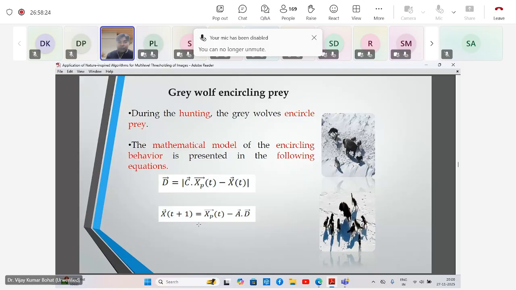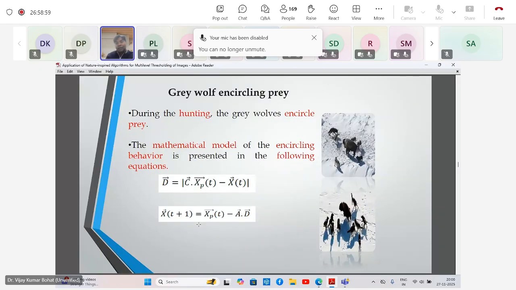They just encircle the prey and move with the prey, and they shrink the circle with the lapse of time. This phenomenon is very important, and it motivates the author to use it in the optimization algorithm. First is the social hierarchy, that is alpha, beta, and delta wolves. Second is this encircling mechanism, which is to encircle the prey, and after encircling the prey, you shrink the circle.